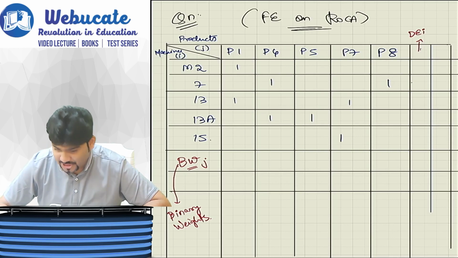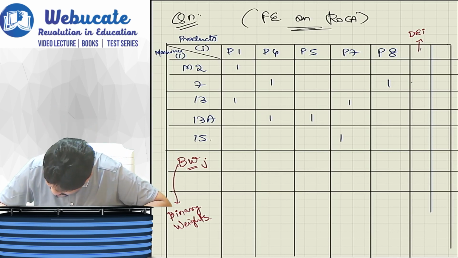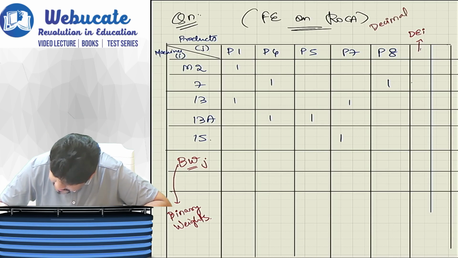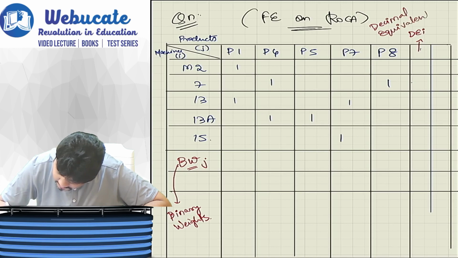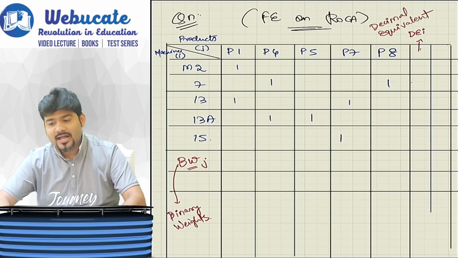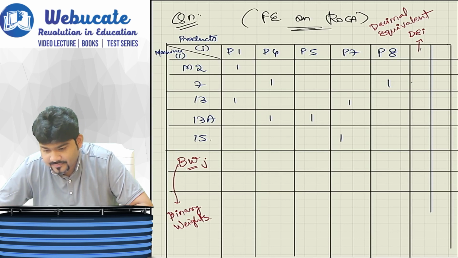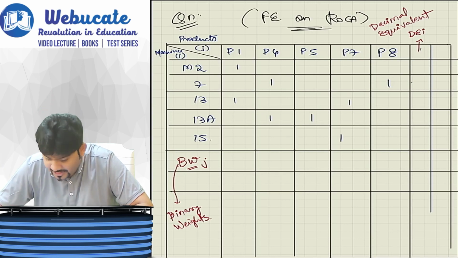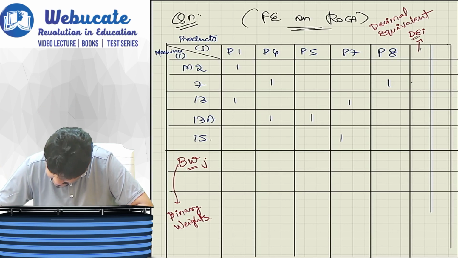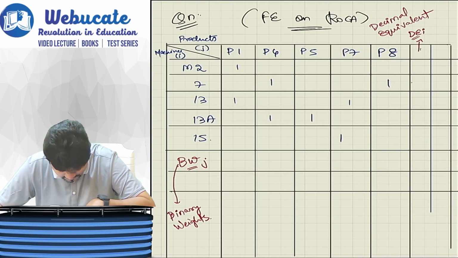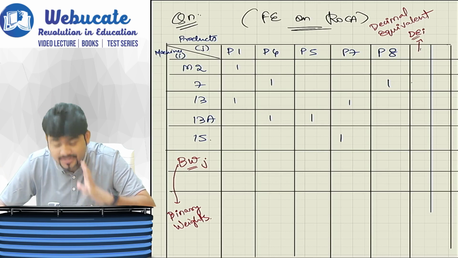Then we have DE. What is DE? It is called decimal equivalent. Are we done? So BWJ, DEI. Now, what is BWJ?